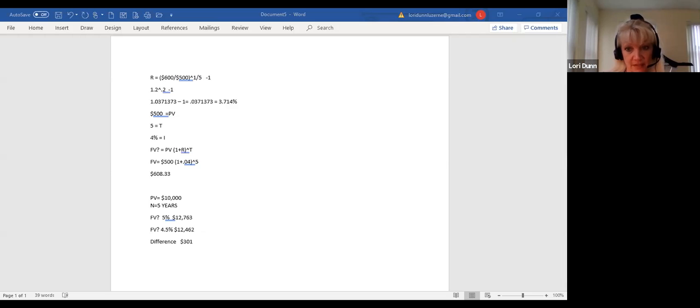Okay. In the second part, it says, how long will it take for your money to double? So how long will it take for it to double from a present value of 10,000 to a future value of 20,000 if the interest rate is 5%? I'm pretty sure that's what it was.